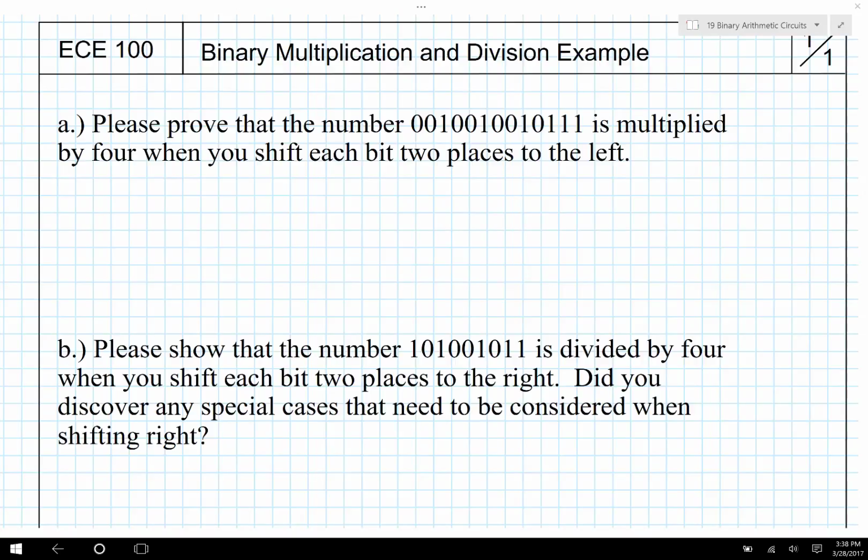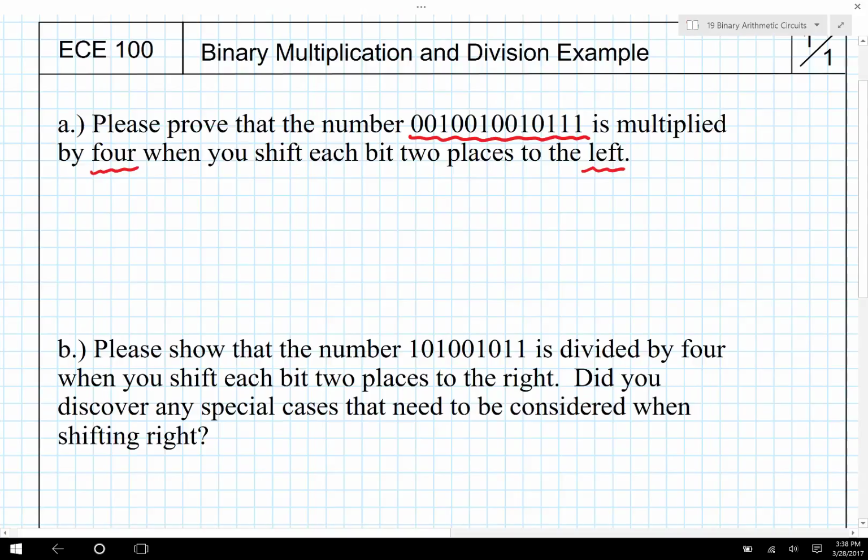Okay, let's do some binary multiplication and division to wrap up our discussion of binary arithmetic. We're going to see that the easiest way to do binary multiplication and division is by shifting the bits left and right. If I start out with a pretty long binary number that would be hard to multiply, and I shift it 2 places to the left, I'm going to multiply it by a factor of 4.